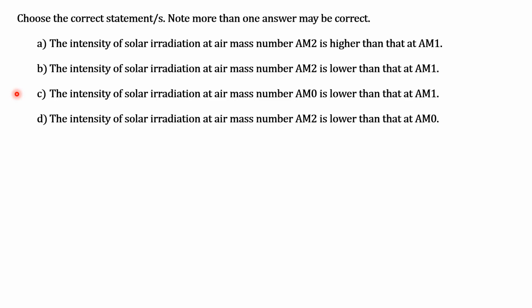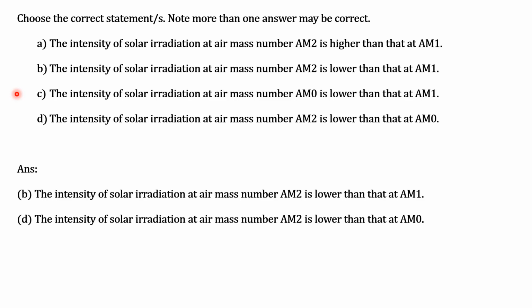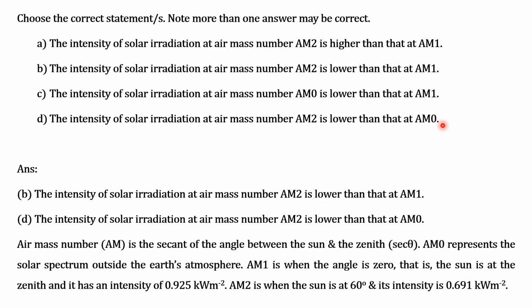Now can you tell me? Option D, ma'am. B and one more is there. Option B. Yeah, option D and option B will be the answer. That is, the intensity of solar radiation at 2 will be less than that at 1, and at 2 it also will be less than that at 0, because here we are getting approximately only 0.691 kilowatts per meter square. So is that clear? Yes, ma'am.